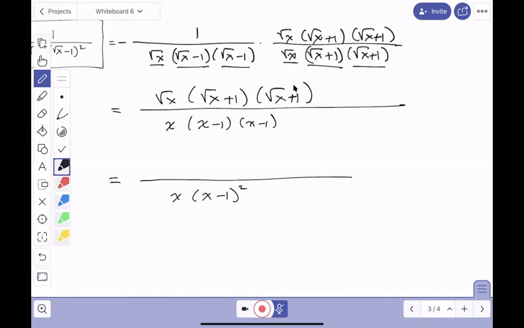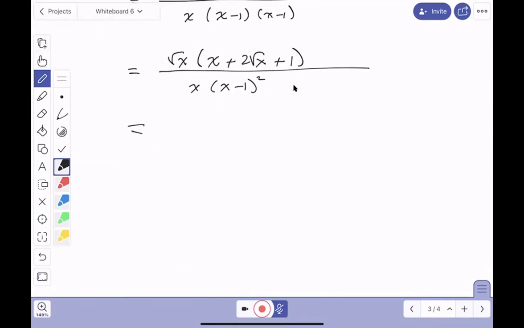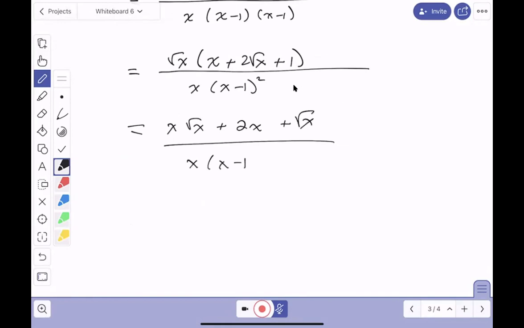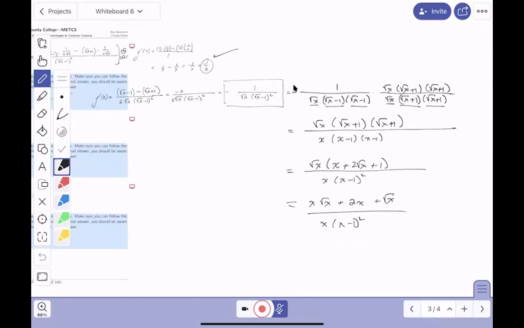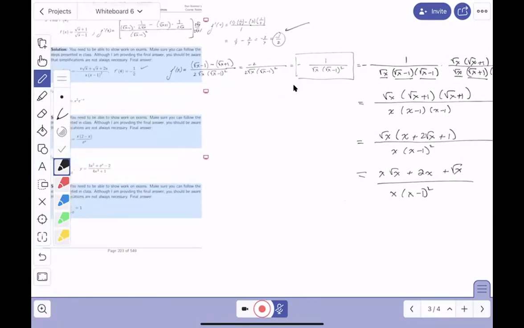What do you get on top? Well, I'm going to go through it with you. You get root x, and root x times x is x, plus 2 root x, plus 1. I'm going to multiply that out, and I'm hoping I'm matching the answer at this point. So what do you get? x root x, plus 2x, plus root x, over x minus 1 squared. Again, we're just practicing. That's all we're doing. Let's go back and look at the answer they got. And they got x root x plus root x plus 2x. Yeah, we did good. All right.